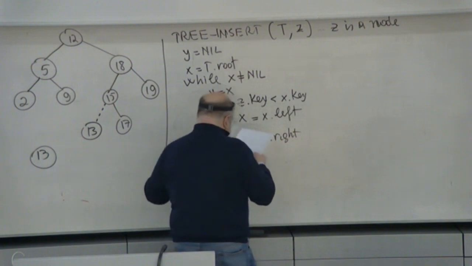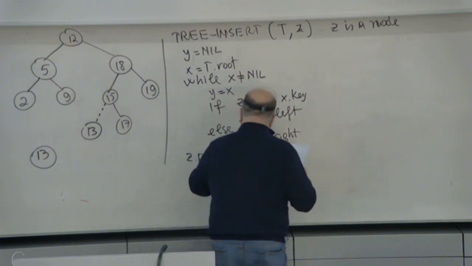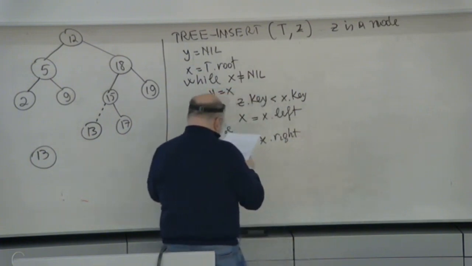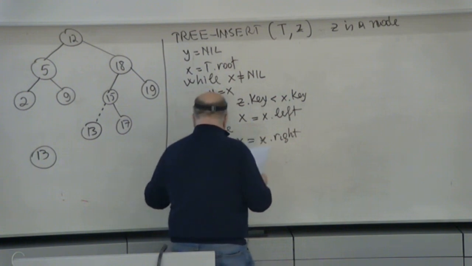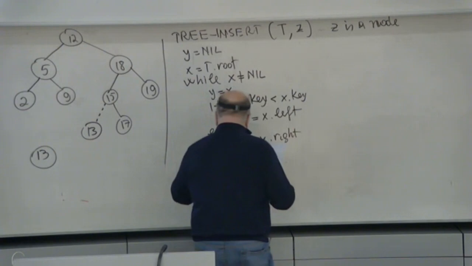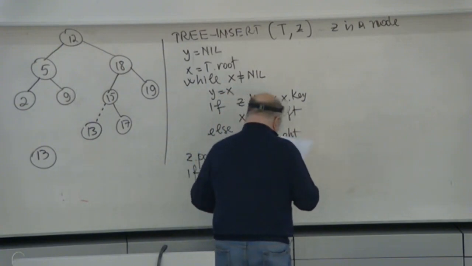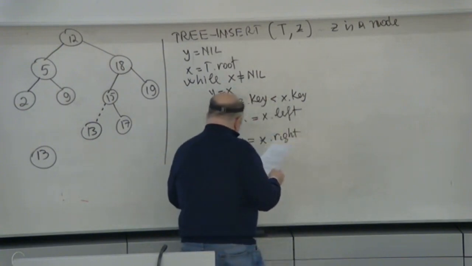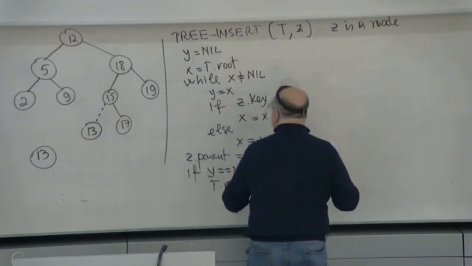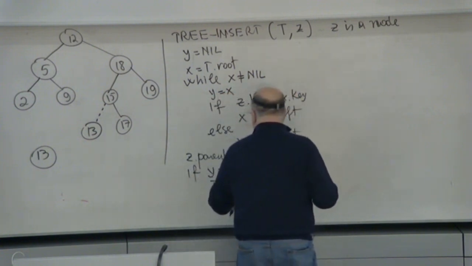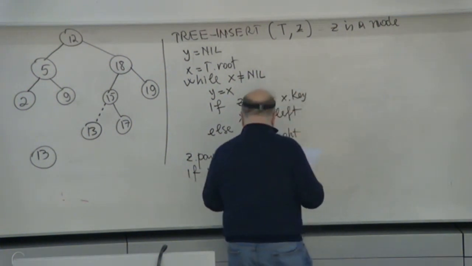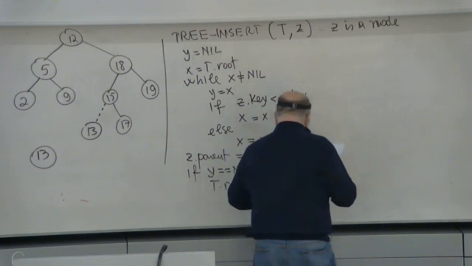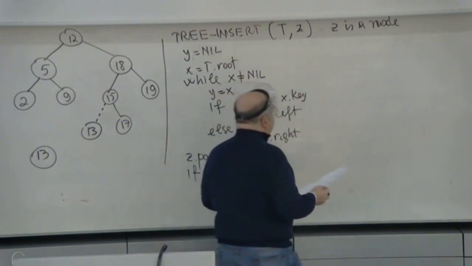And after you get out of this, you set the parent of Z equal to Y. And now, if Y is nil, then it means that the root was, well, the tree was empty, and so the root is set to Z. Otherwise, let's go here.